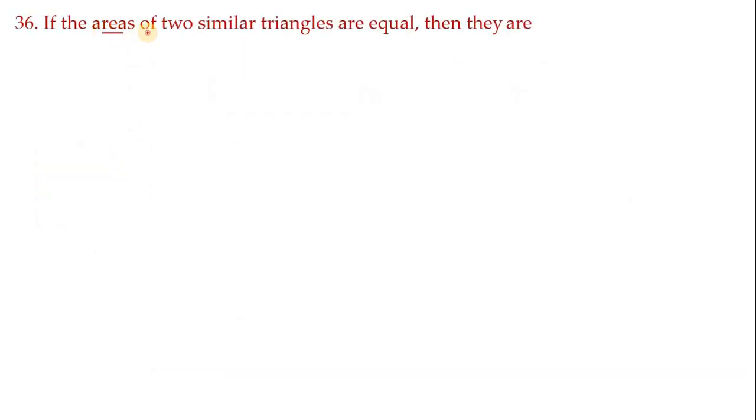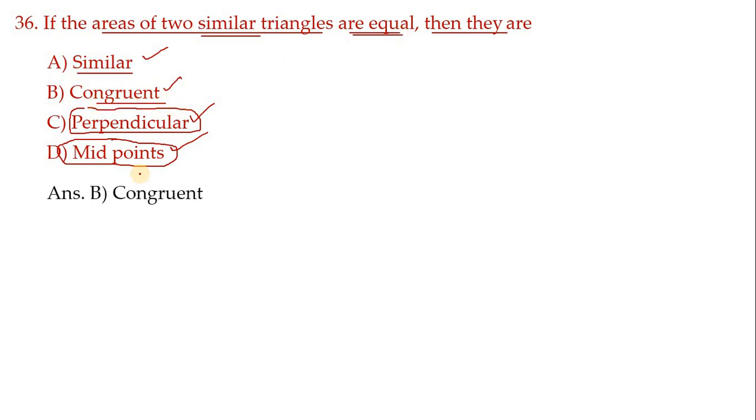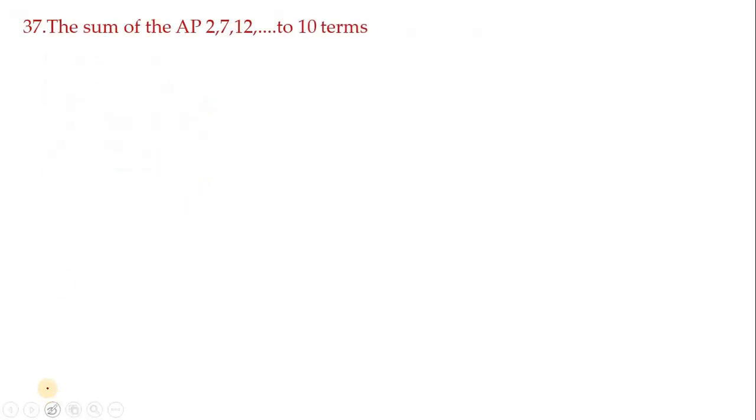If the areas of two similar triangles are equal, then they are: similar, congruent, perpendicular, midpoint. So midpoint can't be possible, and perpendicular also cannot be. They already said it is a similar triangle, similar only. And here they are saying that if the areas of two similar triangles are equal, means they are always congruent. So correct option is congruent. Move on to the next one.